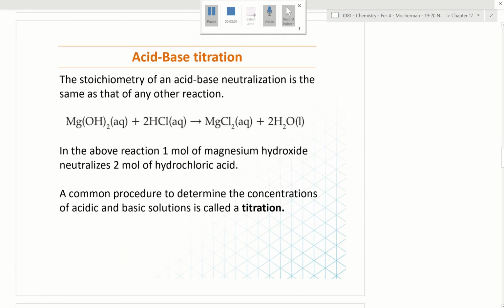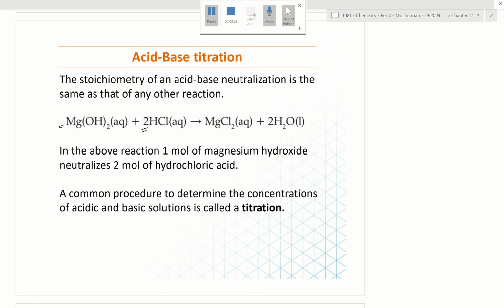The stoichiometry of an acid-base neutralization is the same as any other reaction. So if you're solving through it, we can look at it and say it takes 2 moles of acid to react with 1 mole of base. So that's the stoichiometry of the reaction. It's just looking at the molar values.